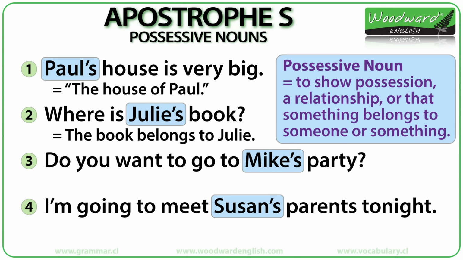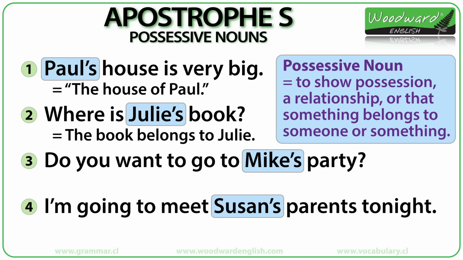I'm going to meet Susan's parents tonight. Susan obviously does not own her parents. The apostrophe S can show a relationship between different people or things. Here, Susan's parents refers to the parents of Susan. Paul's, Julie's, Mike's, and Susan's are all possessive nouns. Now, there are some simple rules about how to use the apostrophe S. We're going to see those now.